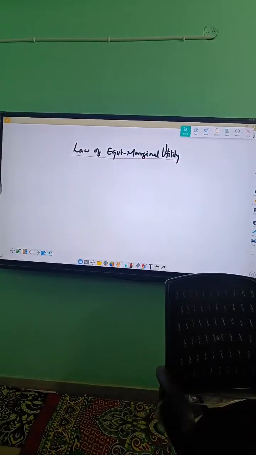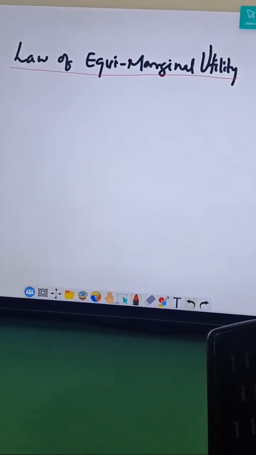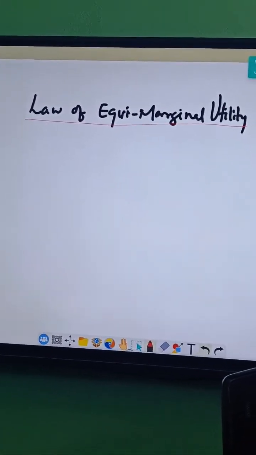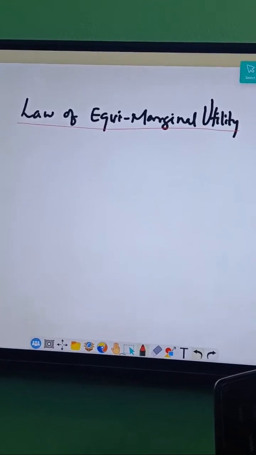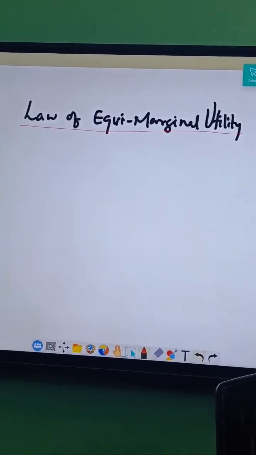This concept, the law of equi-marginal utility, is a very important concept that we are going to study now. It is such an important concept that economics is incomplete without understanding this lesson.